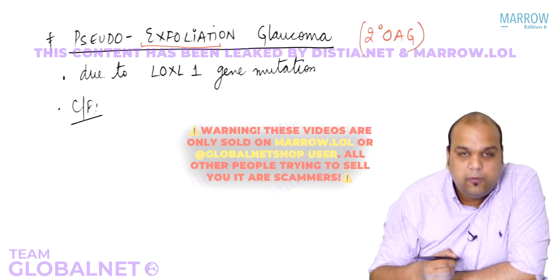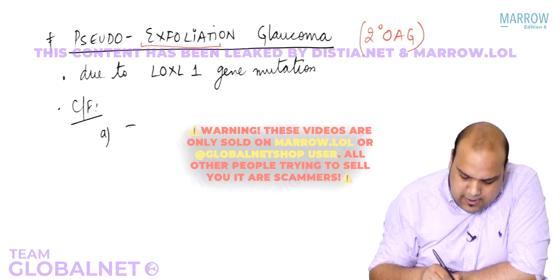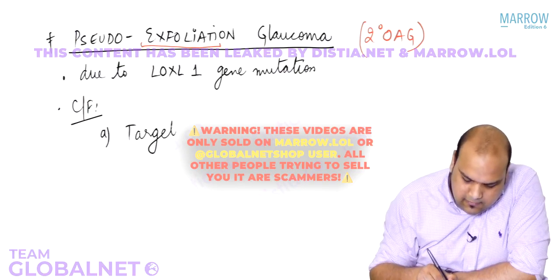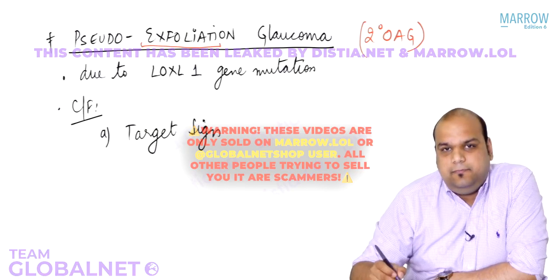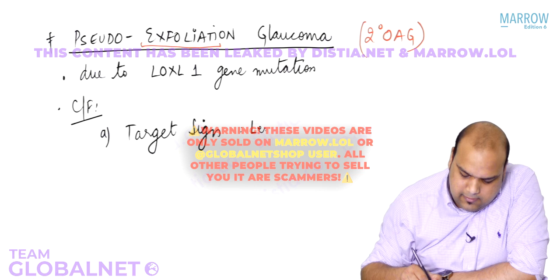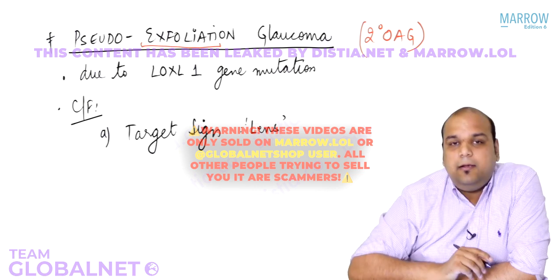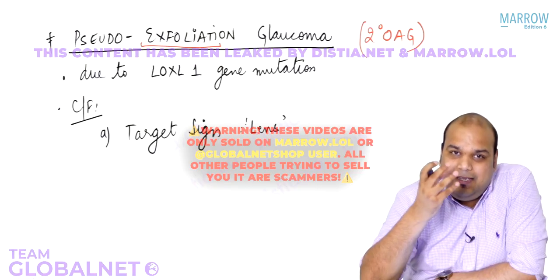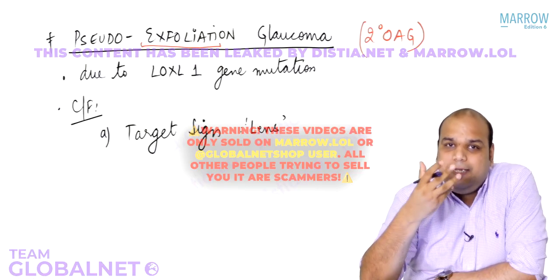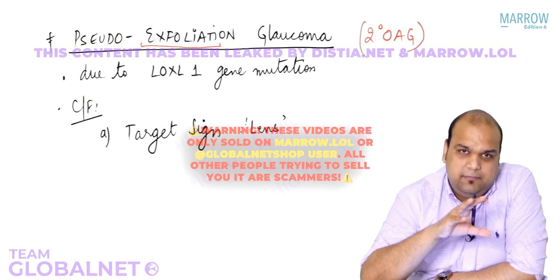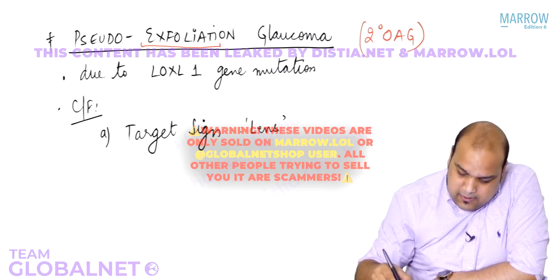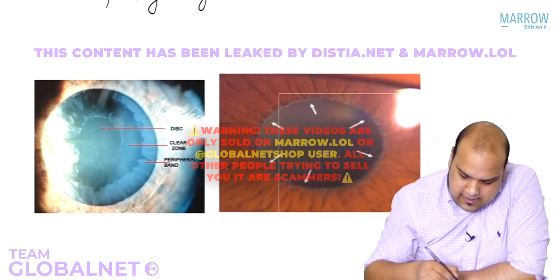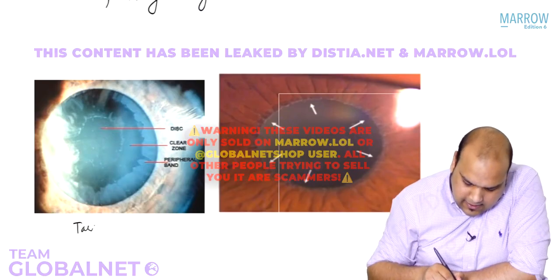Clinical features apart from glaucoma. This shows a sign which is called the target sign on the lens. Target sign. From some places, the anterior capsule of the lens will exfoliate. From other places, it will not. Okay? So, everybody, if we see this photograph, this is the target sign.